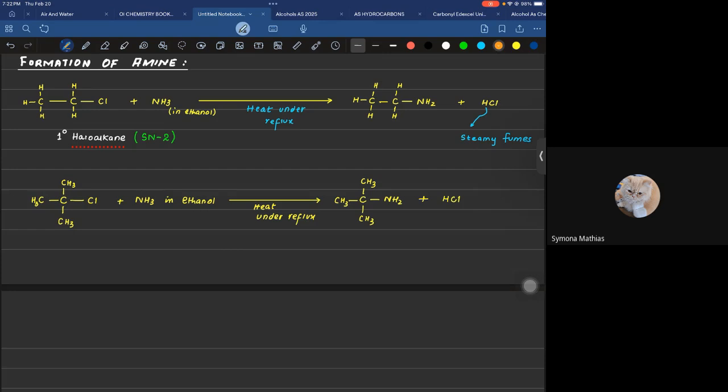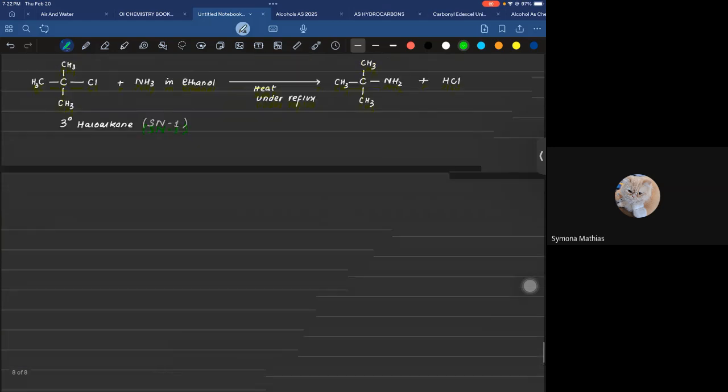As you know, this one is a tertiary halogenoalkane. So tertiary haloalkane, which mechanism will it give you? SN1 mechanism. I have already told you why. Okay, so that was the third reaction.